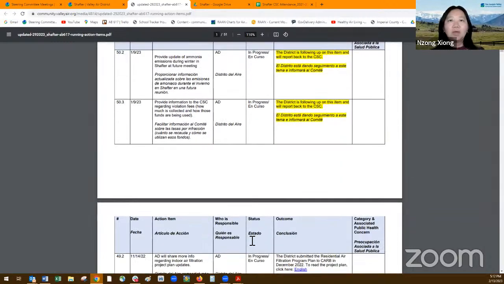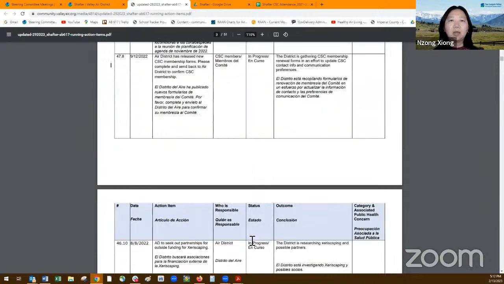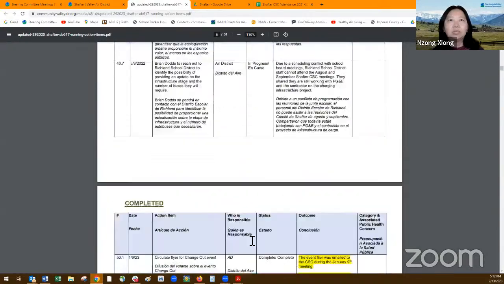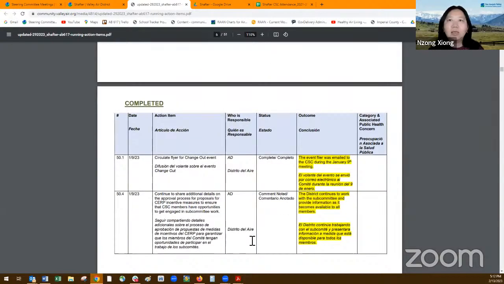And then we do have a couple that are in the completed section that I also wanted to share from last meeting. The first one, I'm going to jump to the second item actually, and that was that the district will continue to share additional details on the approval process for proposals for certain incentive measures to ensure that CSC members have opportunities to engage in subcommittee work.